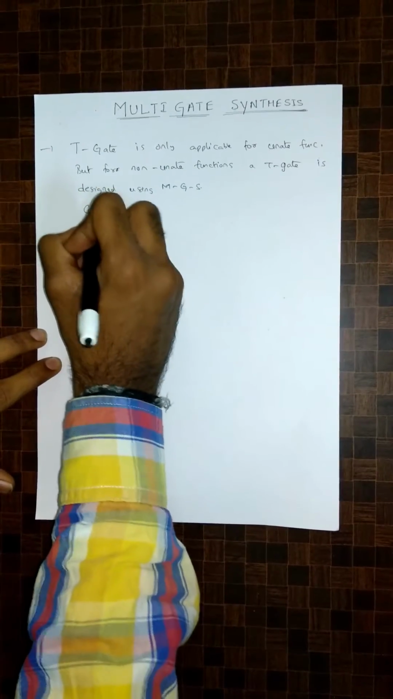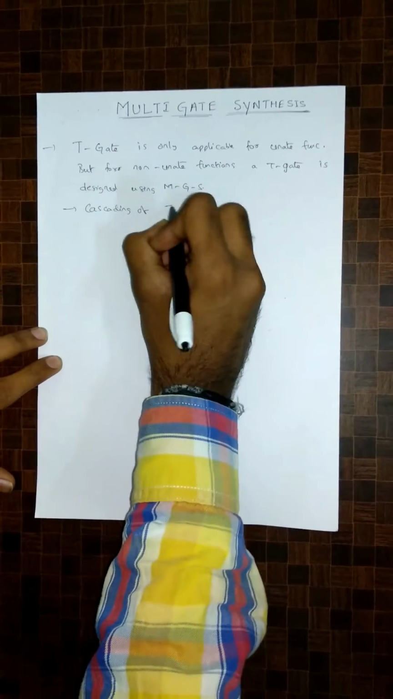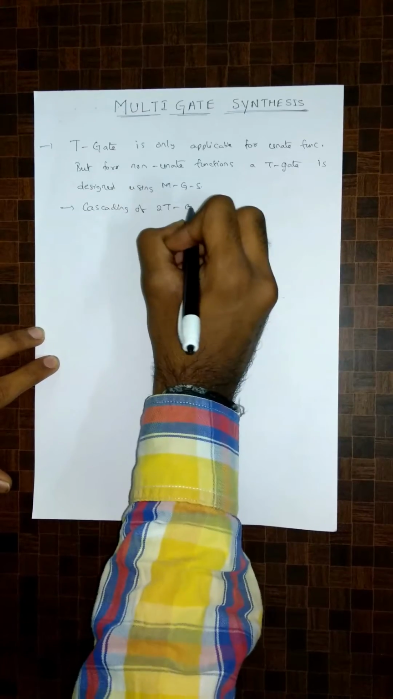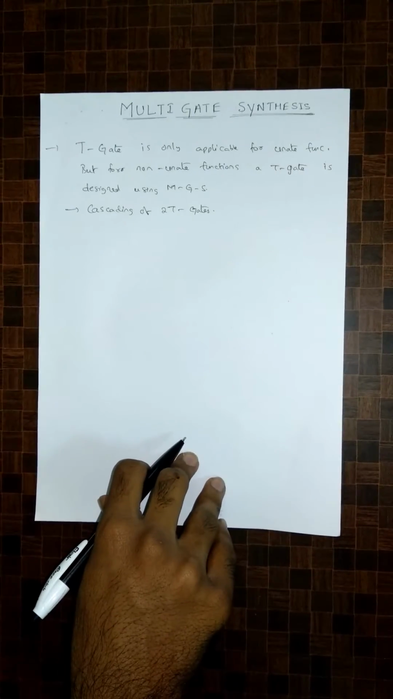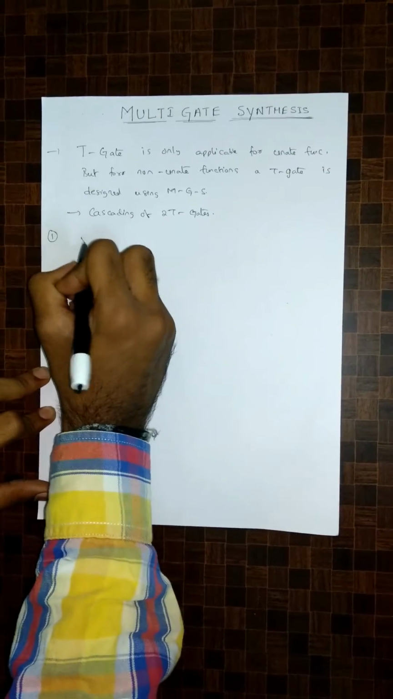In this, the cascading of two T-gates gives us the required output of the non-unit functions. Now, let us discuss an example of the XNOR gate.